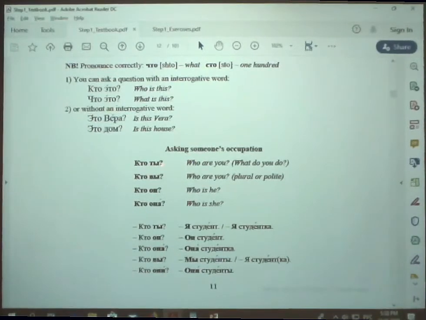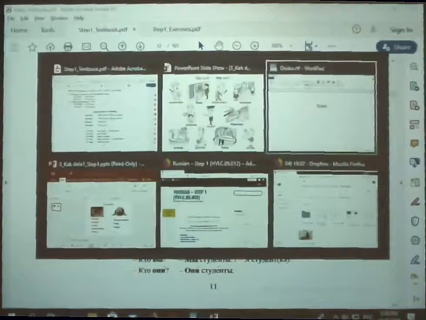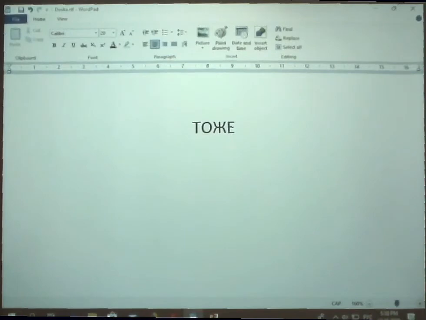When you ask who are you, you say кто ты or кто вы. Ты is a singular informal form of you, вы is a plural or polite form of you. Кто он, кто она. And when you answer, you say я студент or я студентка. Студент is the male student, студентка is a female student. Кто он студент. Кто она студентка. Or if you say I'm also a student, also по-русски тоже. Я тоже студент, я тоже студентка.